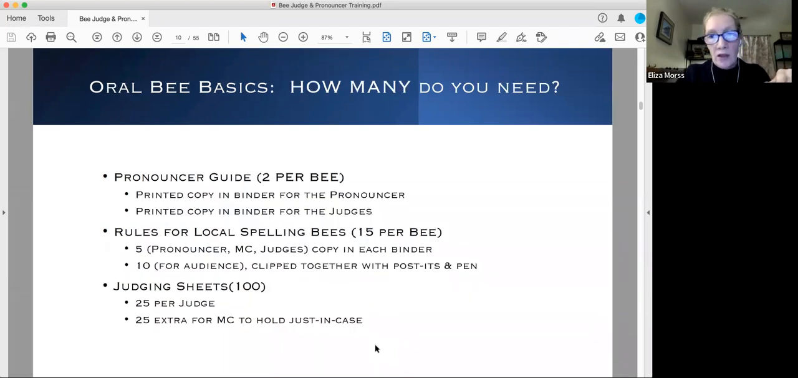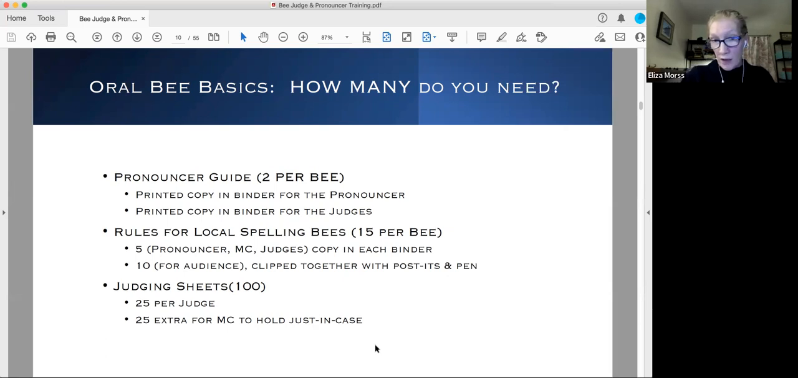Okay, so how many do you need? Pronouncer guide, whichever one you're using for your B, you're going to need 2. You're going to make a printed copy for your pronouncer. And that person is going to have that about a week before the B and write notes in it. They need a printed copy to work with at the B itself. And you're going to have a second printed copy in a binder for your judges at the judges table. And the judges are going to refer to that.